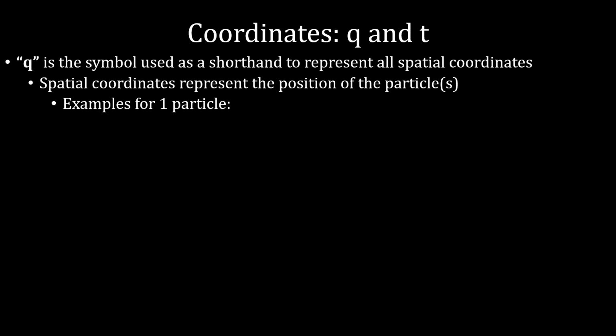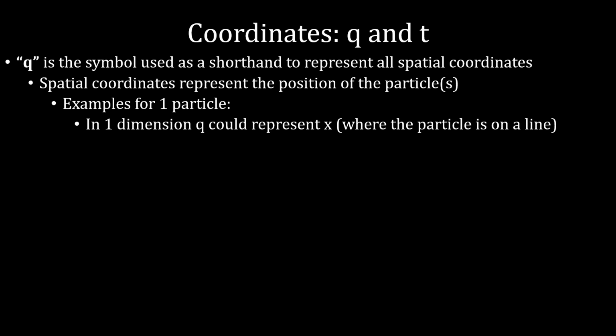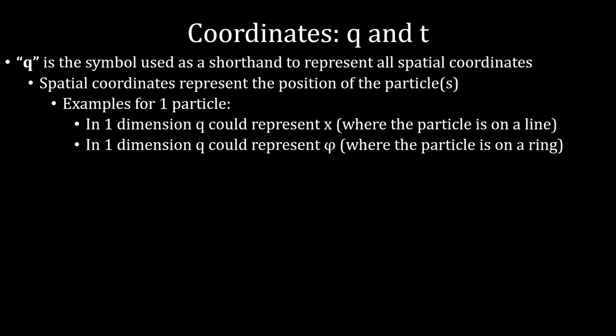So let's look at some examples. In the case of one particle moving in one dimension, so a particle moving along a line, Q would just represent x, for example, if we were looking at the particle moving along the x-axis. We could also have, in one dimension, Q represent phi, with a particle on a ring. In this case, we would have a graph like this, where it would be confined to move around this circle I just drew, and that dot would be the particle. Here, there's only one dimension, and we would call that angle phi. So phi, since it's representing the position, is our spatial coordinate and is represented by Q.